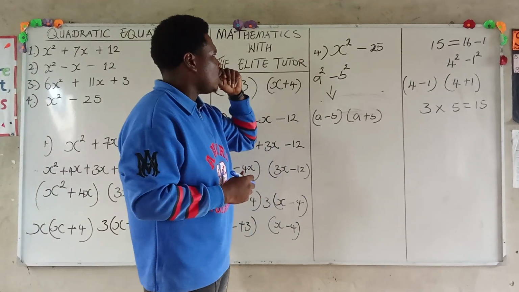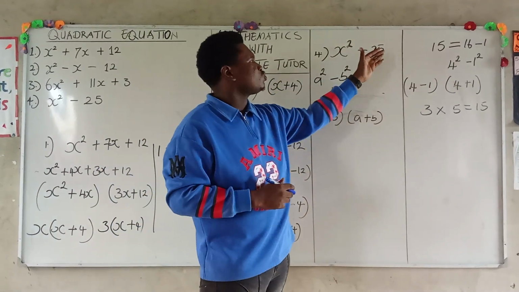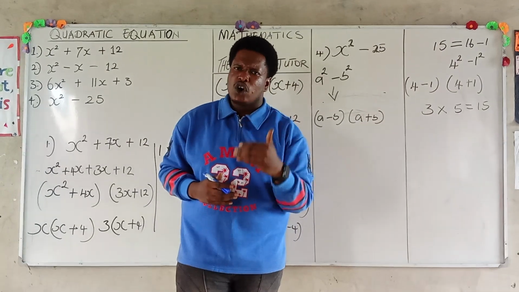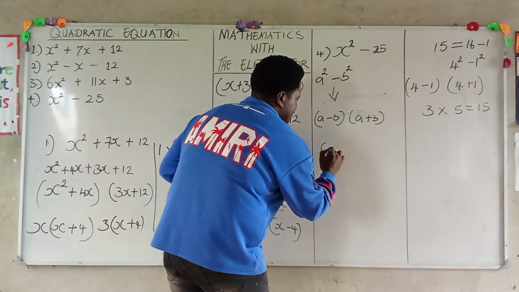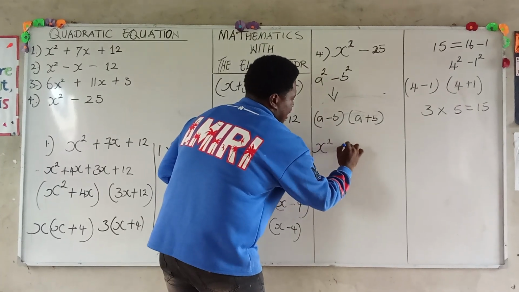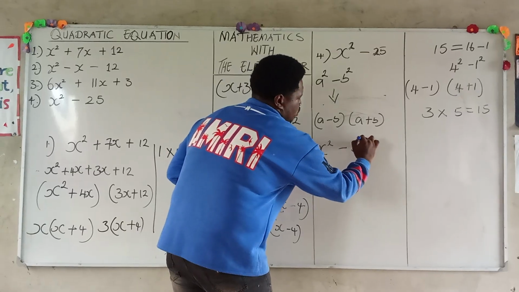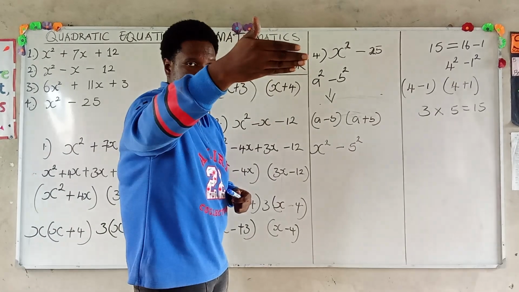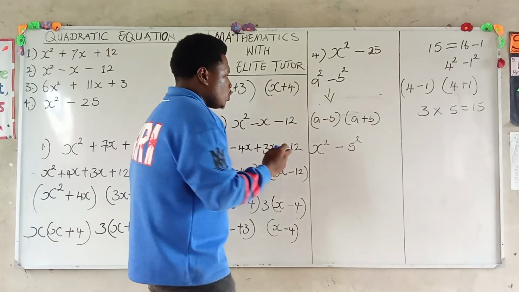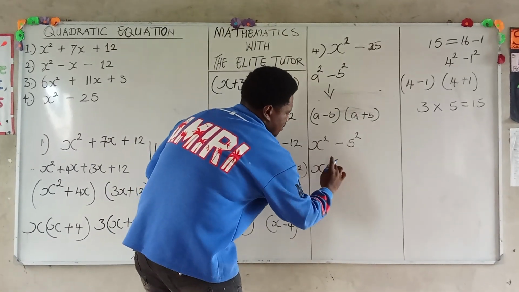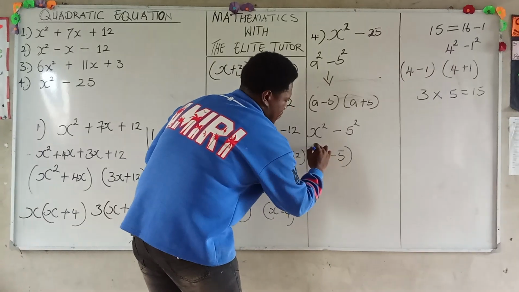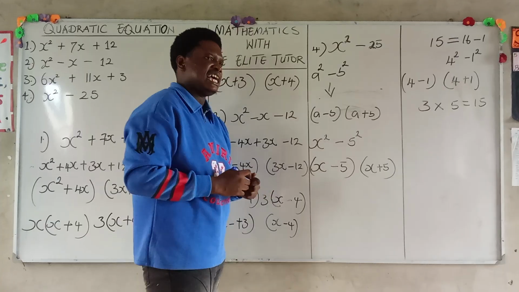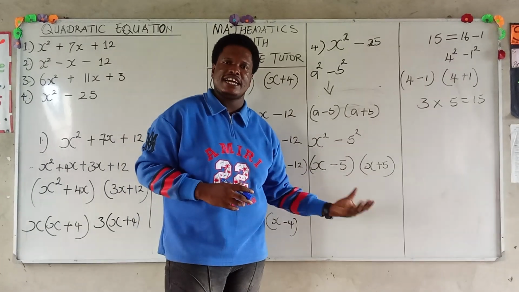Now, going back to our question, we have x squared minus 25. In order for us to solve this question, we are going to be introducing the difference of 2 squared. So this can be written as x squared minus 5 raised to power 2, because 5 raised to power 2 is simply 5 times 5, which is 25. So we have x minus 5 in one bracket, and x plus 5 in another bracket. And we have been able to factorize completely.